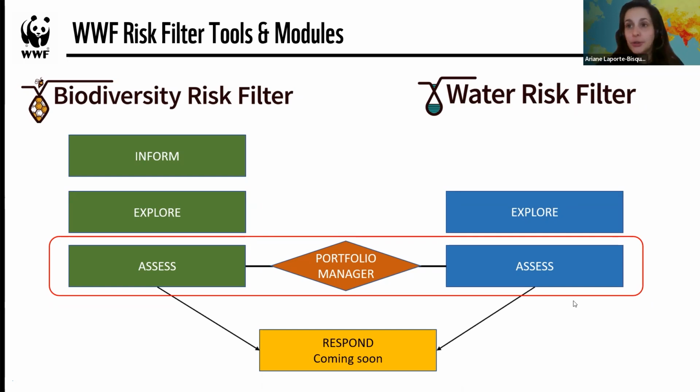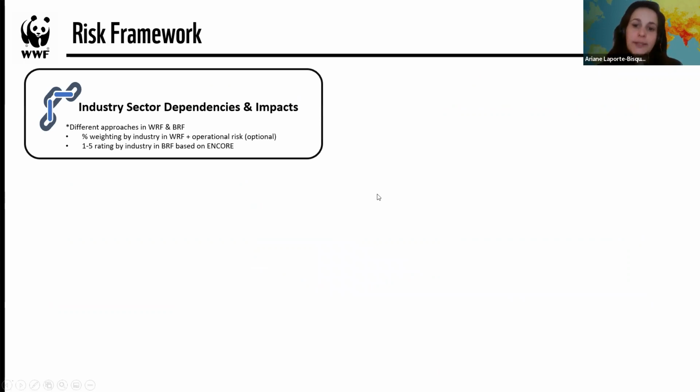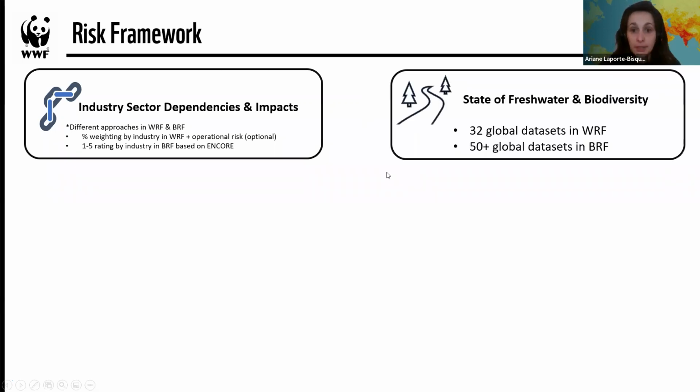I will now explain to you our risk assessment framework, which accounts for two aspects. So, when we look at risk, first of all, the tool accounts for how different industry sectors may depend on water and biodiversity due to the nature of their activities, and also how they may impact on water and biodiversity. We then combine this industry specific information with best available geospatial data on the state of freshwater and biodiversity.